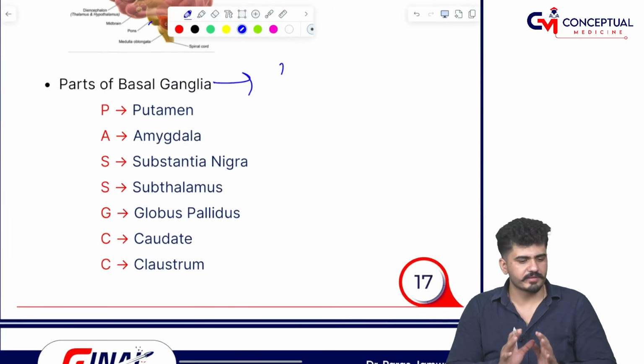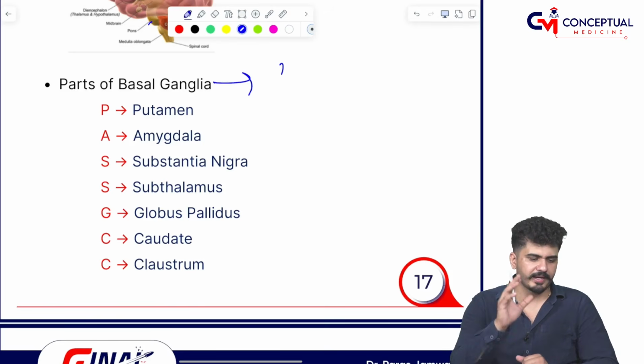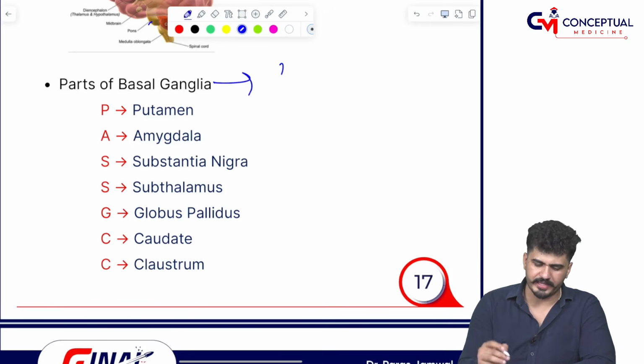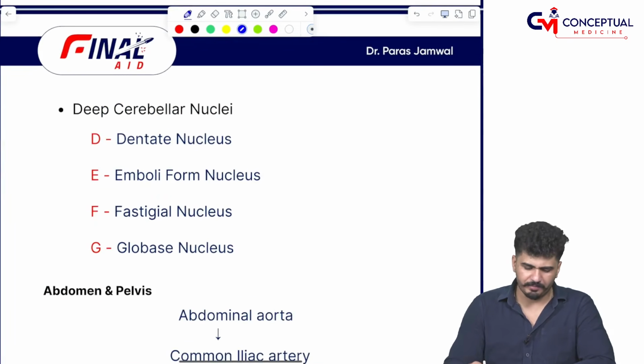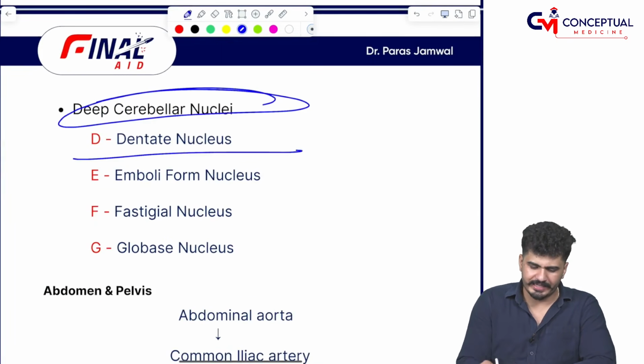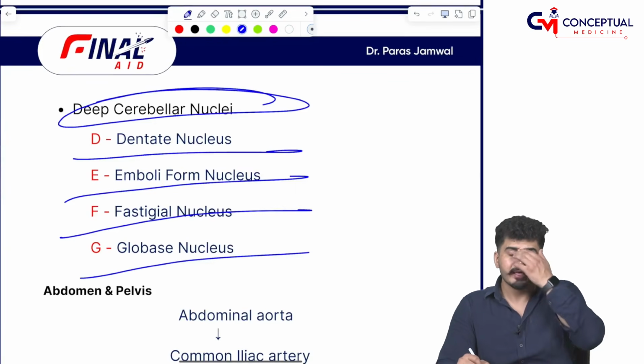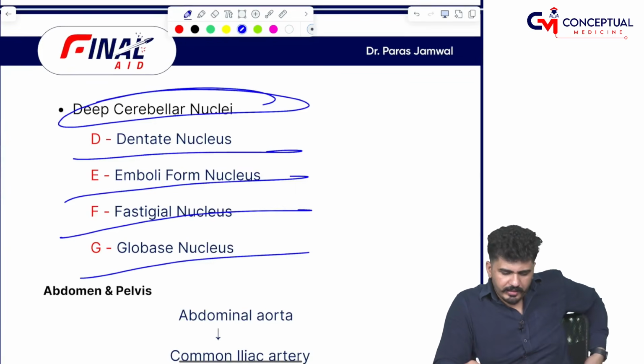Planning and programming is a function of the basal ganglia, my dear friends. Planning and programming is a function of the basal ganglia. Parts: caudate, putamen, amygdala, substantia nigra, subthalamus, globus pallidus, and claustrum. They are the parts of basal ganglia. Deep cerebellar nuclei like dentate, emboliform, fastigial, and globose. They are the parts of the deep cerebellar nuclei.